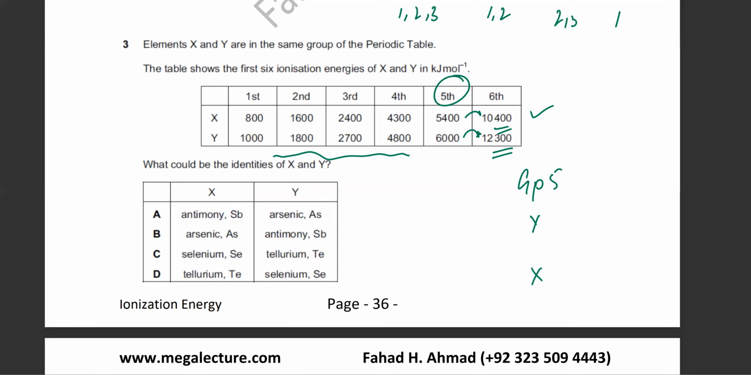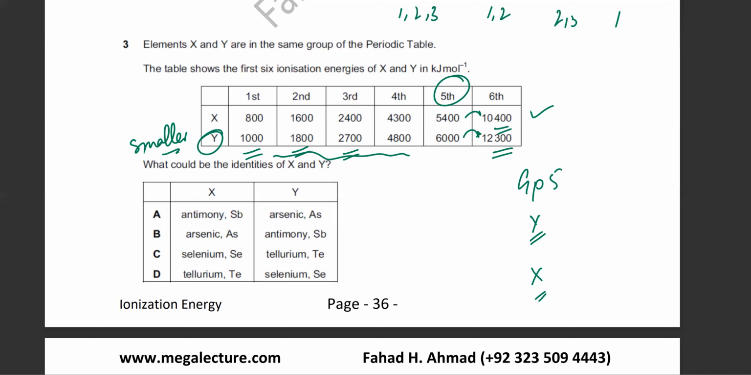Because as you move down the group, the ionization energy decreases. Exactly. So the ionization energies of Y are all larger. That means it's a smaller atom, which means it's harder to remove electrons from Y. So Y must be above X. So they belong to group 5 and Y is above X. That's one very important point.